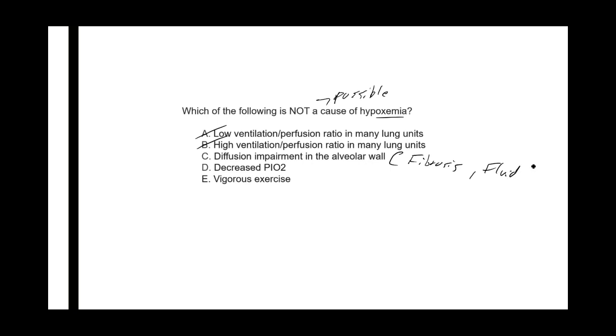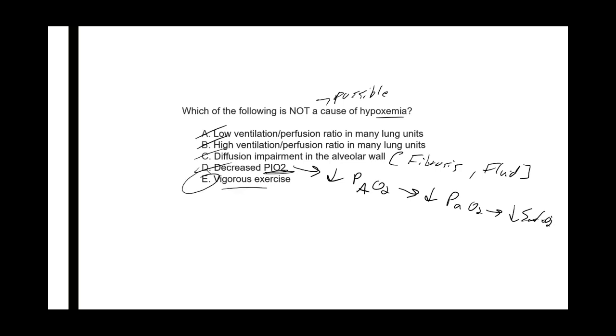Any fluid buildup in the alveolar interface with the pulmonary capillary endothelium will cause a diffusion impairment. So that will definitely cause hypoxemia, so that's not right. And decreased PiO2, remember, leads to decreased alveolar O2, which leads to decreased arterial O2, which leads to decreased saturation. So the only answer left is vigorous exercise.